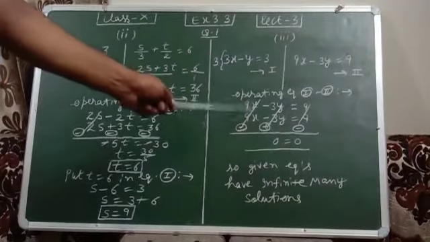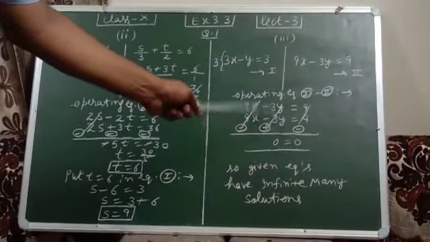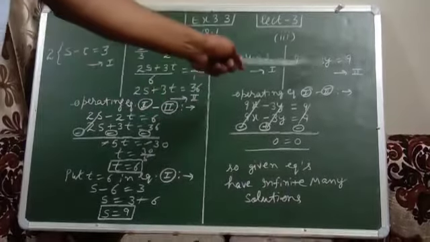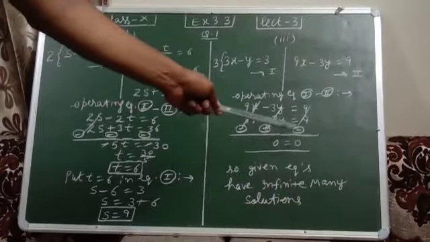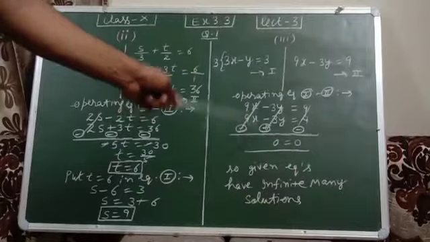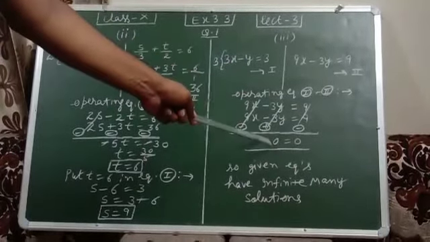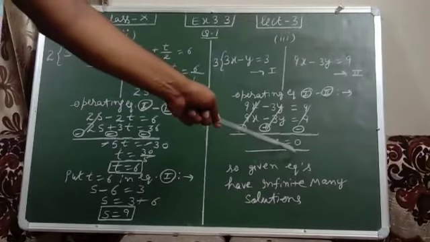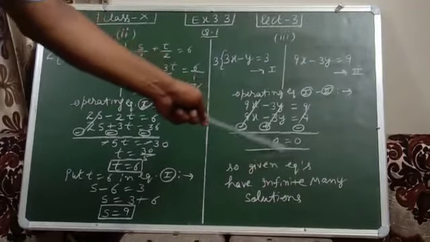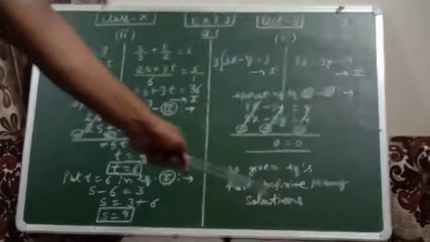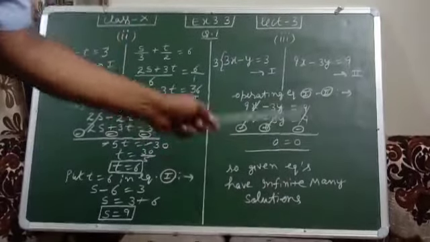So 3 into 3, 9x, 3 into minus y, minus 3y, 3 into 3, 9. This equation as it is, again we will change the sign, and the first value cancels. In this question, by chance these three values cancel. On the left we have 0, on the right again we have 0. If these two values are the same, then we can write that this has infinitely many solutions.